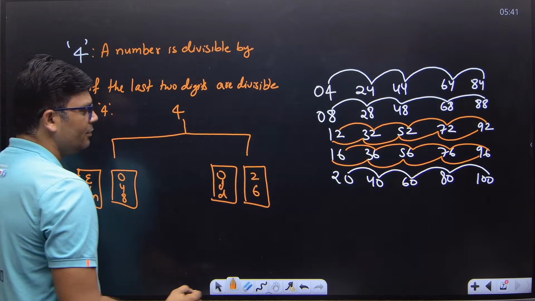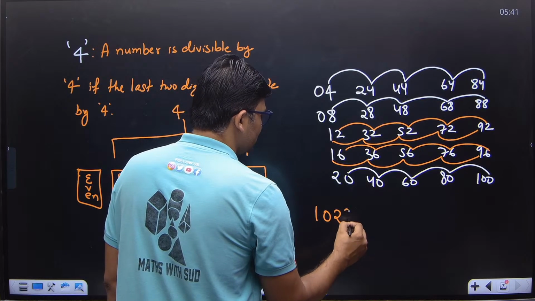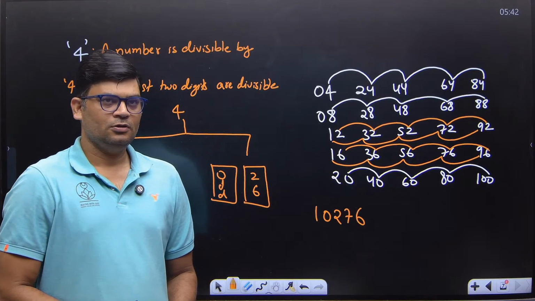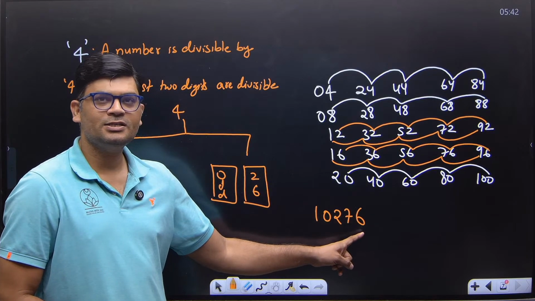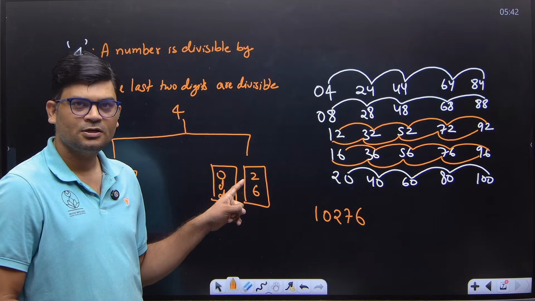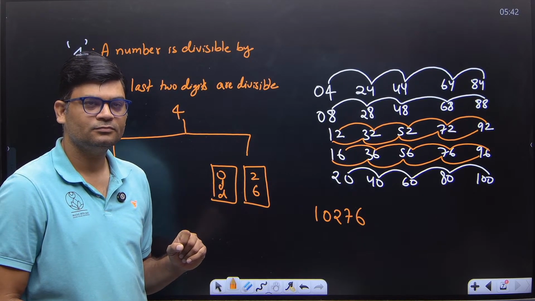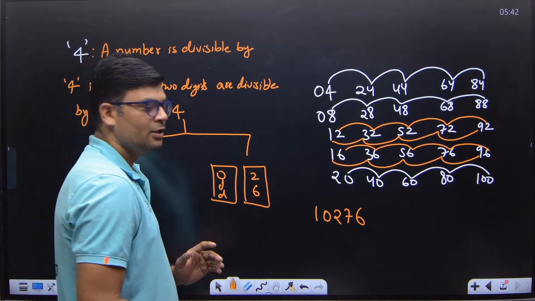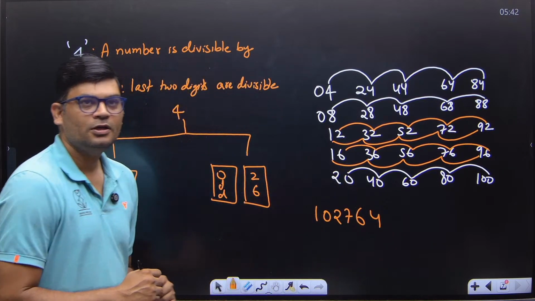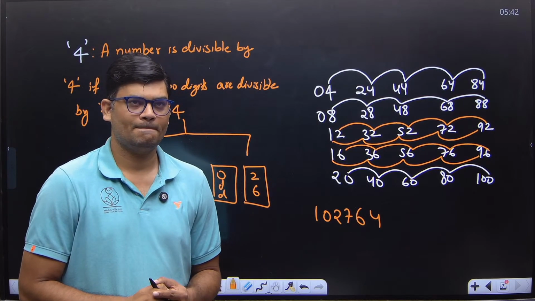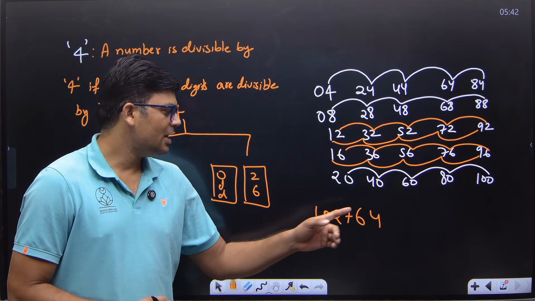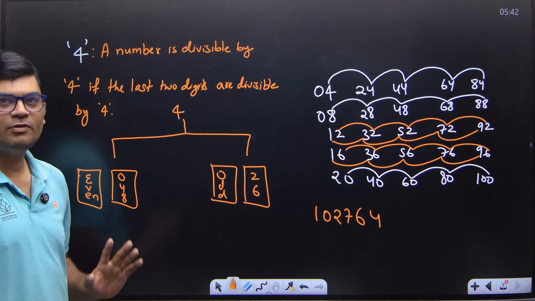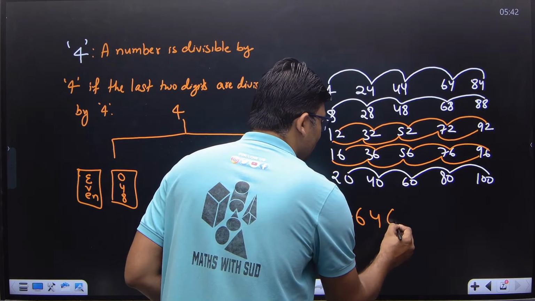Suppose I write a number in front of you, 10276. Tell me, is this divisible by 4 or not? No. See the last digit, it is ending with 6. So is the previous number odd? Yes, I told you what odd numbers are. So this is divisible by 4. Alright. If I write 4 here, is this divisible by 4 now? See the last digit 4. The previous digit has to be an even number. So 6 is an even number, so it is divisible. If I write 6 here, is it divisible?